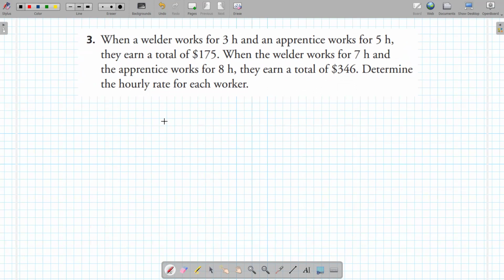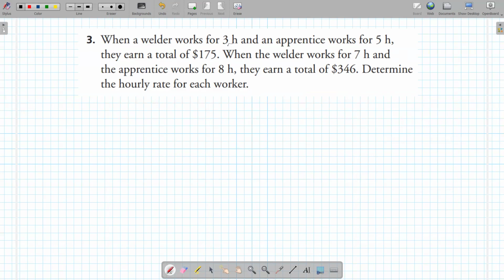So there are two people working here, the welder and his apprentice. The question is, what's their hourly wage? When they work together for 3 and 5, they make 175. When they work together for 7 and 8, they make 346. The question is, what's the hourly rate?